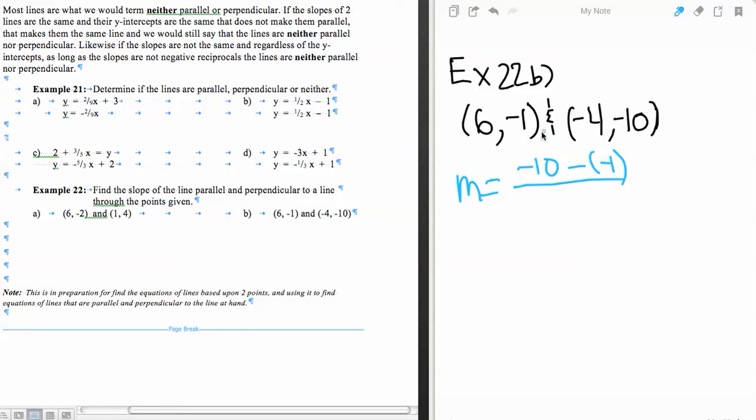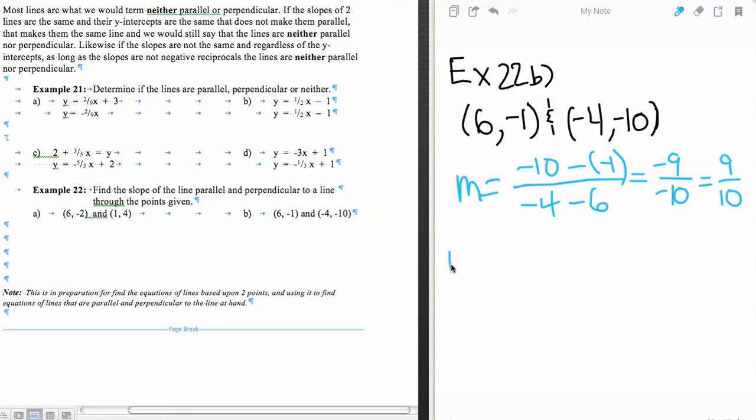So negative 10 minus 1, negative 4 minus 6. And so what we have here is a negative 10 plus 1, which is a negative 9. And then a negative 4 minus 6, which is going to make it a negative 10, and a negative over a negative makes a positive, so we're going to simplify this to positive 9/10.